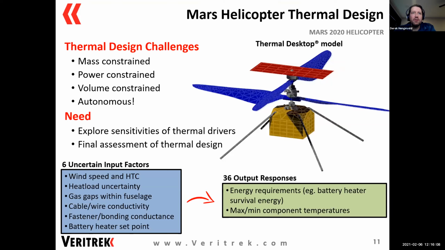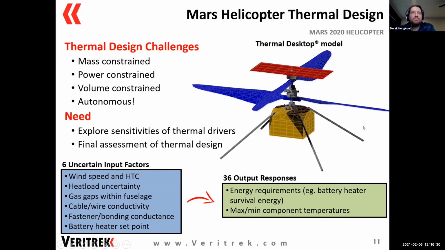How are the battery heaters going to be operated, and at what temperatures? We used those uncertain input factors to generate a reduced order model, and we tracked 36 output responses. Essentially those output responses were things like component temperatures and energy requirements. An example would be battery heater survival energy.